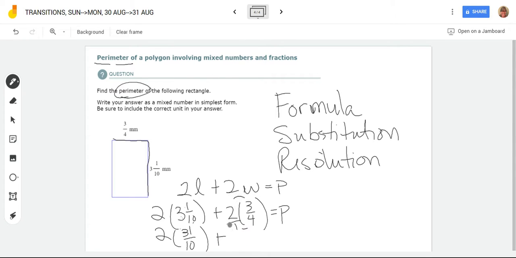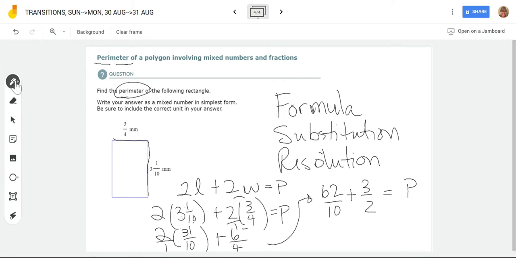Since they're both fractions, you can just do that. 6 over 4. Okay, this needs to go 2 over 1. Multiply that out. You're going to get 62 tenths plus 6 fourths. Actually, I'm going to reduce this. 6 and 4 are both divisible by 2. So I'm going to reduce it to 3 halves. And then I'll be able to find a common denominator.